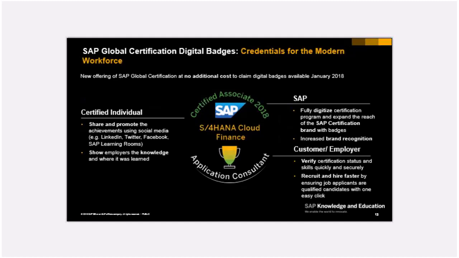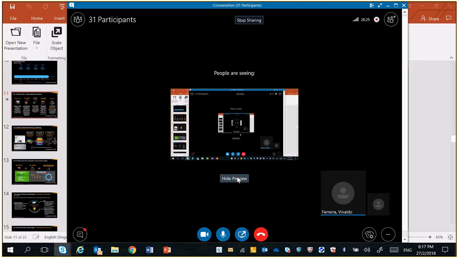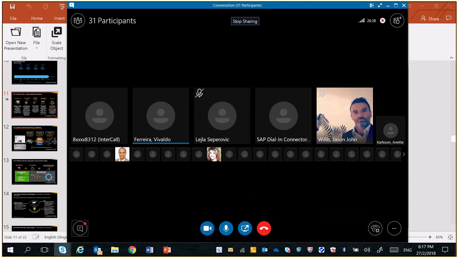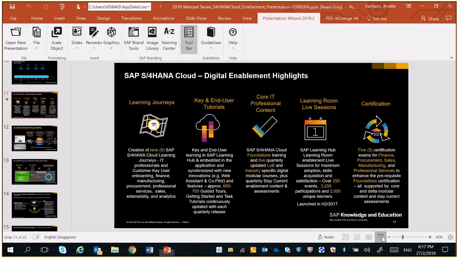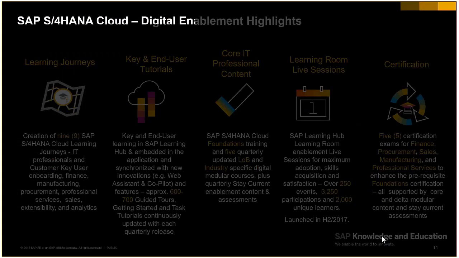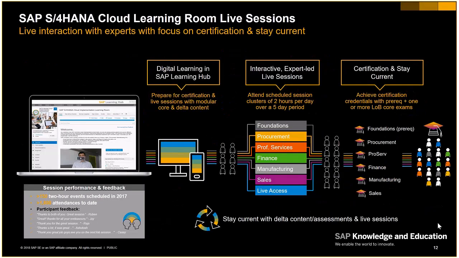And while we're waiting, Vivaldo, there's one question from Kumari Mukta in the chat box. Appreciate if you could elaborate a little more about Stay Current, how to enroll for this program. Can we do it from Learning Hub or Open SAP? Yeah, let me answer that. Stay Current is something you automatically enter into. We're launching the program in September of this year. And once you satisfy the foundations prerequisite exam and then you take one of the LOB exams, you automatically fall into the Stay Current program as a certified professional.